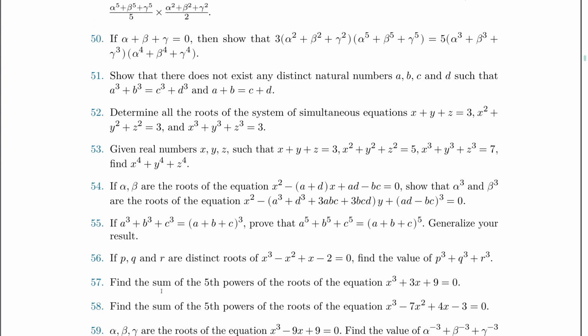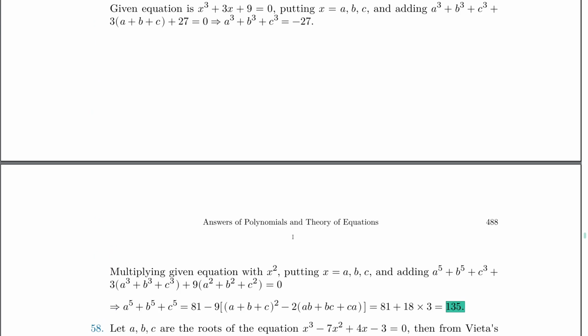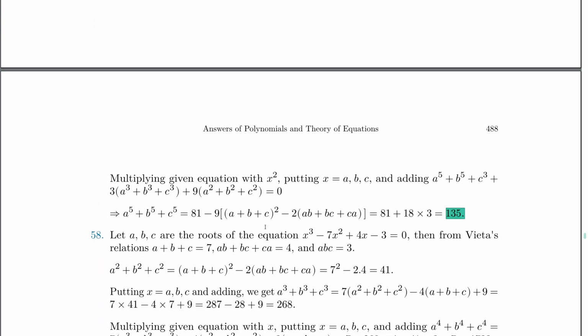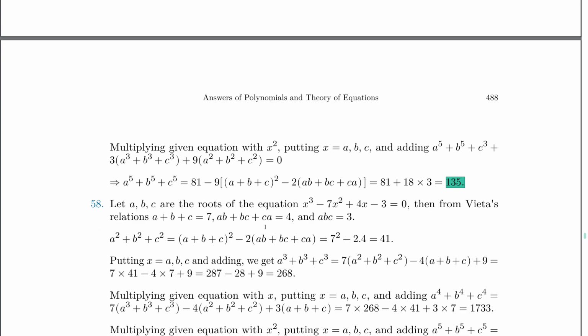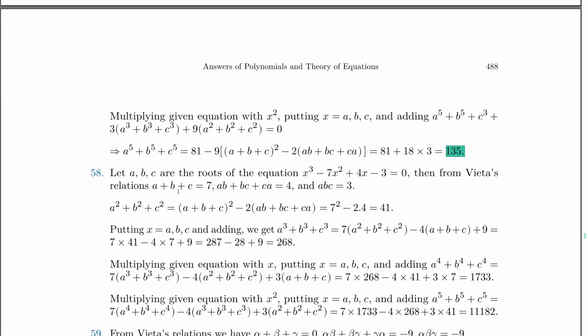Question 58 says that find the sum of fifth powers of the roots of equation x cube minus 7x square plus 4x minus 3 is equal to 0. So in this case, again from Vieta's relationship, we have a plus b plus c is equal to 7, ab plus bc plus ca is equal to 4, and abc is equal to 3. So again, we compute a square plus b square plus c square in similar manner, and we get 41 as the value.